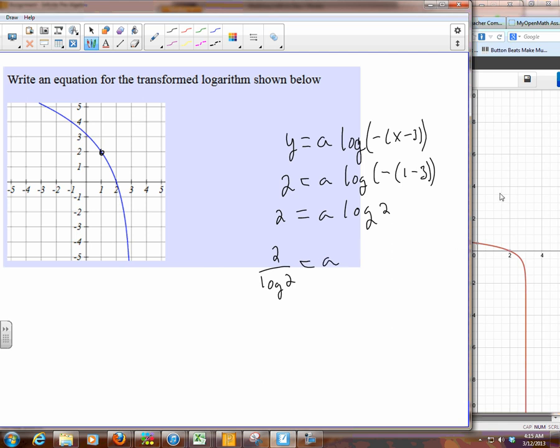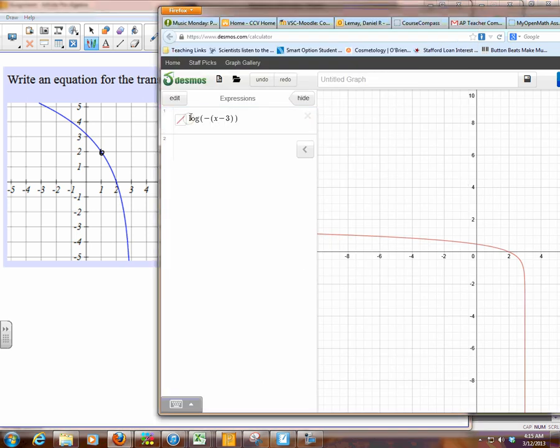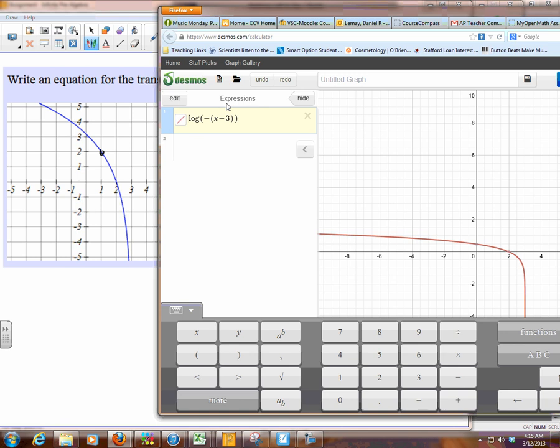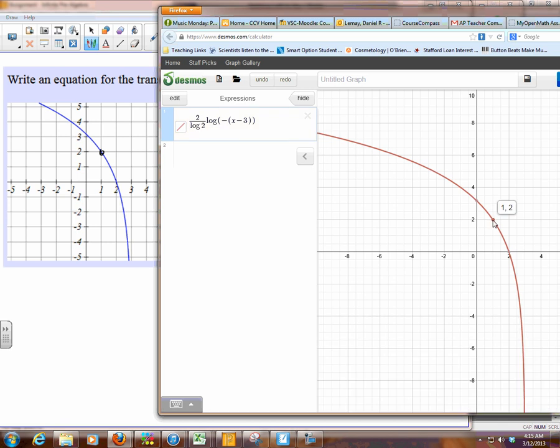So I'm going to go back to my calculator here, and I'm going to do 2 divided by the log of 2. And that pops that graph to the point 1, 2, and it has all the other features. So that is how you get the stretch factor and get the equation. Hope that helps.